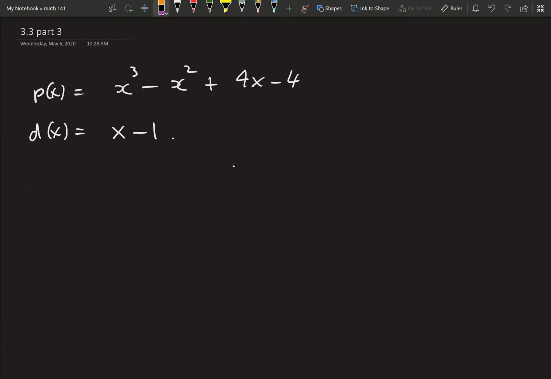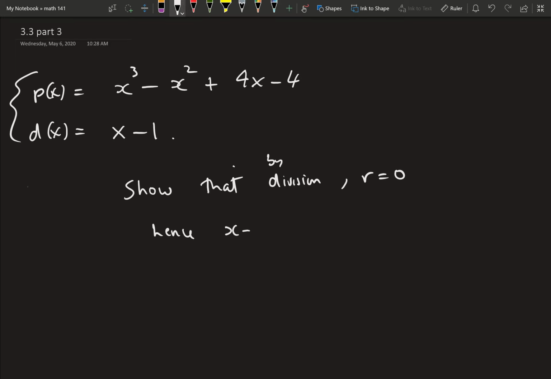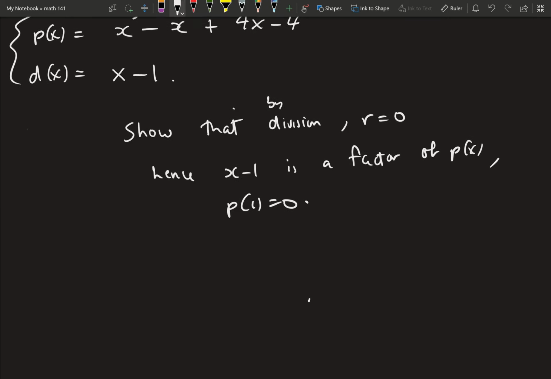Okay, at the end of the last video, we concluded with the following two polynomials being given, and we were going to show that if we do the division, the remainder will be 0, and hence x minus 1 is a factor of p of x, and p of 1 is 0. So let's go ahead and do the division.